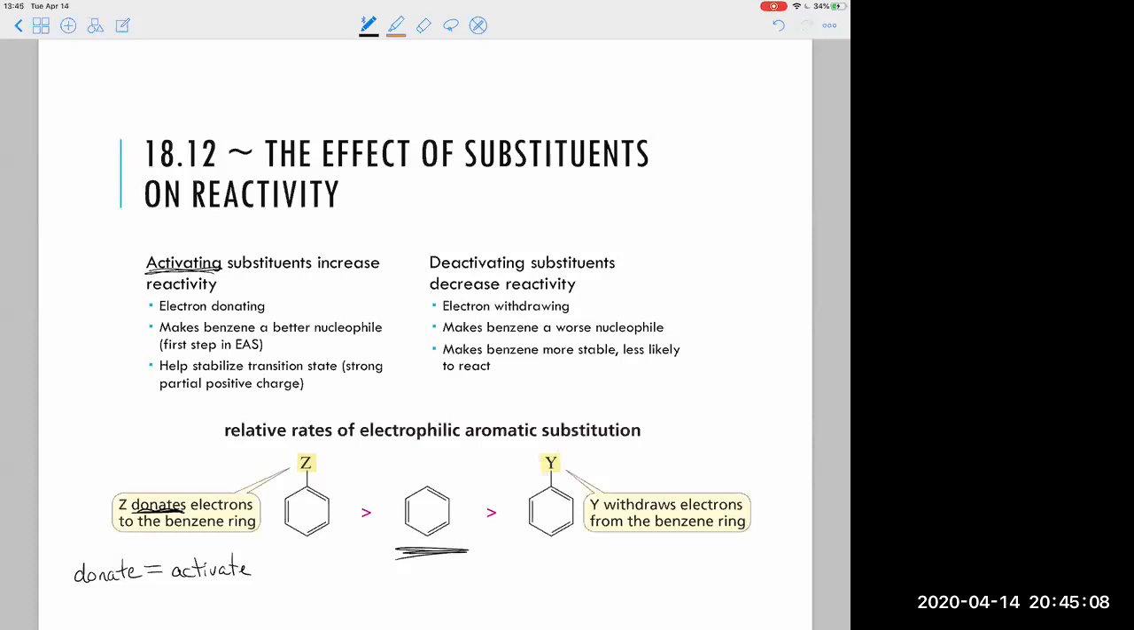And on the other hand, we have the exact opposite when we have electron withdrawing groups. These will deactivate our benzene ring, make it less prone to these electrophilic substitution reactions. Right, so now you want to think withdraw equals deactivate.